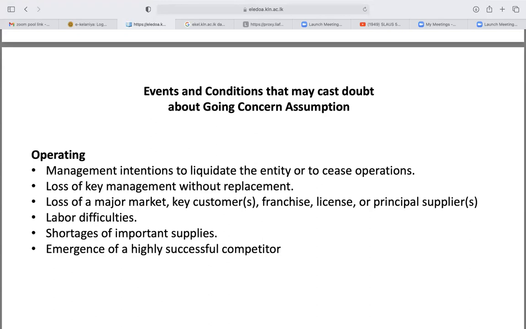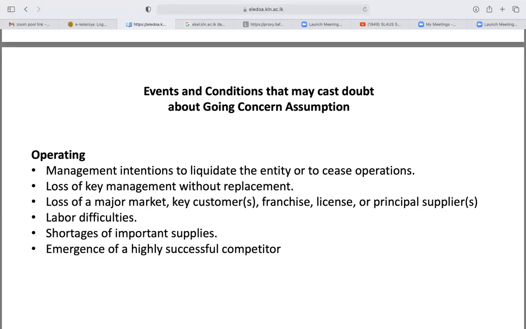Labor difficulties. So now we are facing labor difficulties. For all these things we can give examples from Sri Lanka. Shortages of important suppliers. So we don't have supply. If we look at the cement industry, we don't have appropriate cement suppliers, right? And when we look at the ceramic and tile suppliers, we don't have appropriate suppliers.